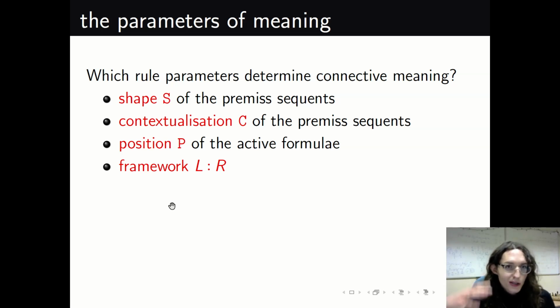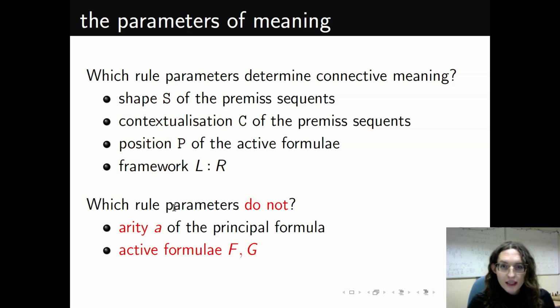Now we've seen what changes meaning, what determines connective meaning. What if the parameters don't determine connective meaning? Well, it's firstly the arity of the principal formula. We've seen earlier with our minimal rule, right? The arity didn't matter. We just stipulated to get our specific fusion clause that we should have arity two, but actually the arity doesn't matter. You could have a nullary, unary, binary connective. The way we set it up, you could build in some restriction into our model, but I don't think there is a straightforward way of motivating that quite as easily. But again, there is some leeway and some pluralism going on here.